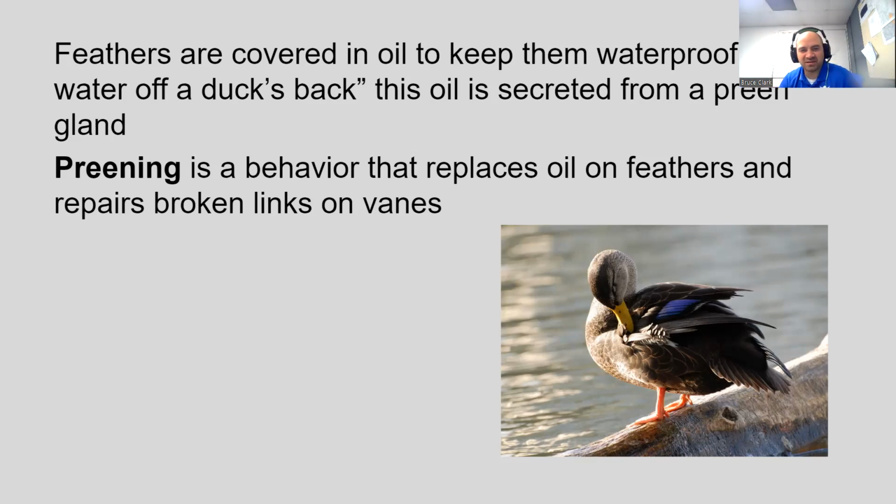And it repairs broken links on veins. So we've all seen birds that sit and pick. It's almost like they're picking at themselves there. What they're doing is they're preening. They're hooking the feathers back together. They're reapplying oil to them to keep them waterproof. Not all birds have this oil. Cormorants are ones that do not. There's others that don't as well, but that's a look there.